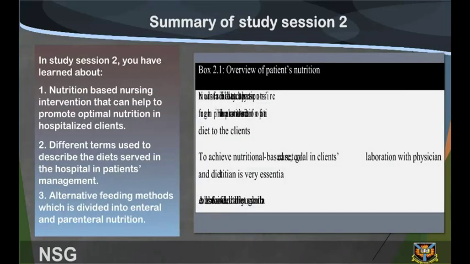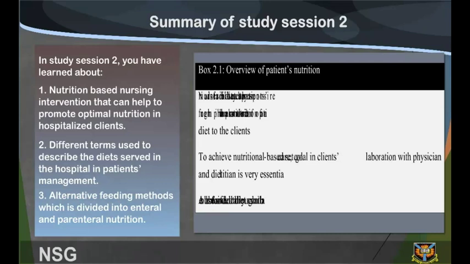Summary of Study Session 2. In Study Session 2, you have learned about 1. Nutrition-based nursing intervention that can help to promote optimal nutrition in hospitalized clients. 2. Different terms used to describe the diet served in the hospital in patient management. 3. Alternative feeding methods, which is divided into enteral and parenteral nutrition.